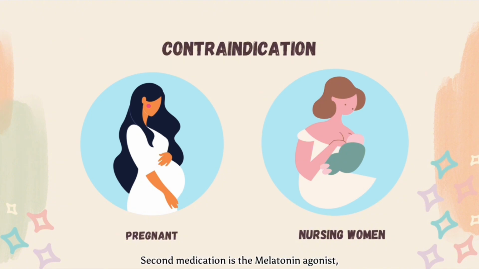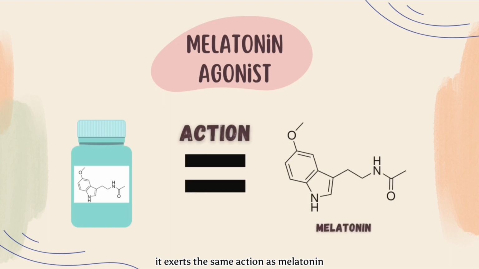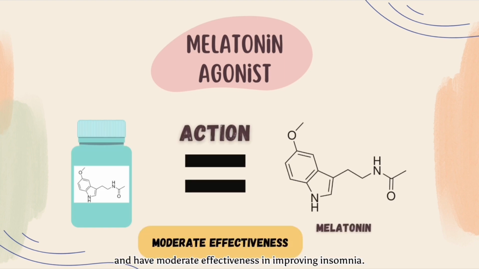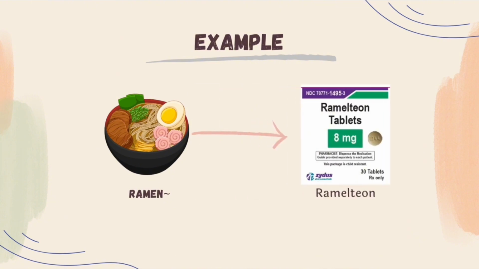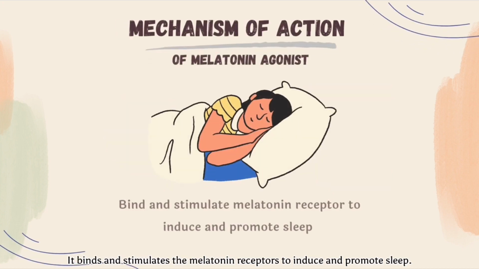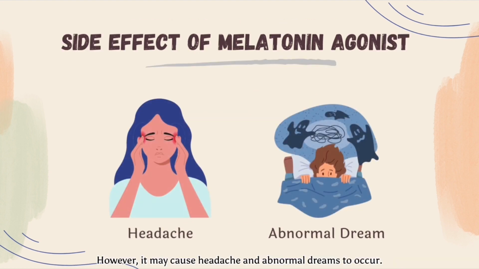The second medication is the melatonin agonist, which exerts the same action as melatonin and has moderate effectiveness in improving insomnia. For example, ramen. Oops, sorry guys, I guess I'm a little bit hungry. What I really mean is ramelteon. It binds and stimulates the melatonin receptors to induce and promote sleep. However, it may cause headache and abnormal dreams to occur.